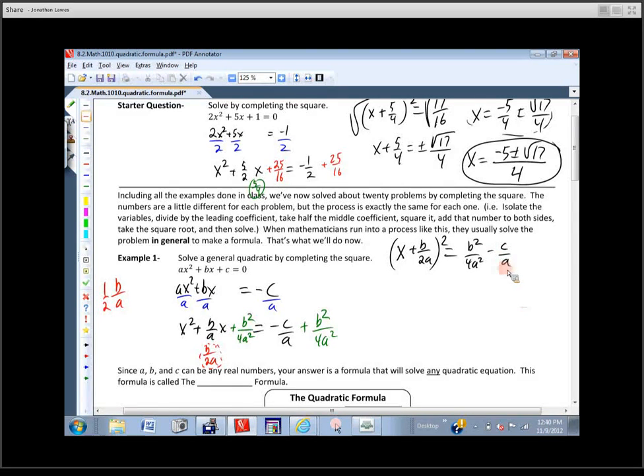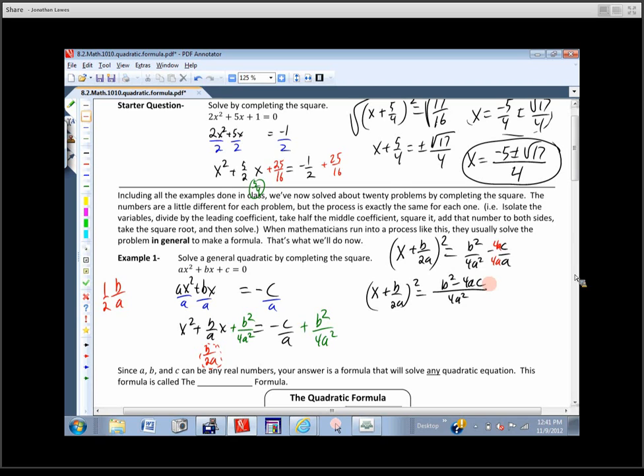Now, this is a bit of a mess. And you'll remember that I said most of the time this works out with a common denominator. Okay, we're going to make a common denominator on this one just like we did there. So I've got a 4a squared as a denominator here. I've got an a right here. What do I need? I need a 4a. So I'm going to multiply the top and the bottom by 4a. So this is going to give me x plus b over 2a quantity squared equals, I now have a common denominator of 4a squared, and the numerator is b squared minus 4ac.